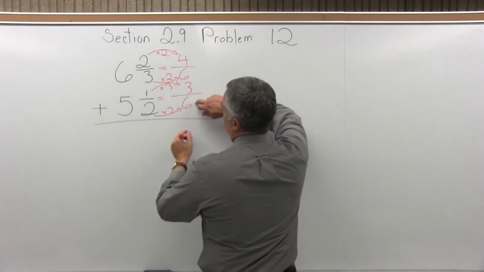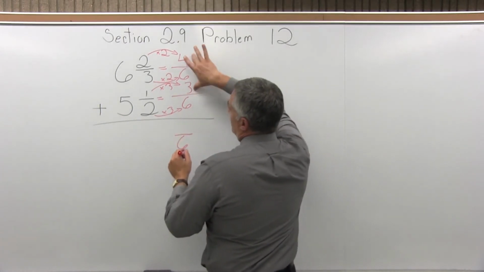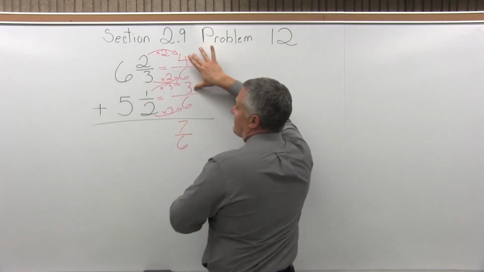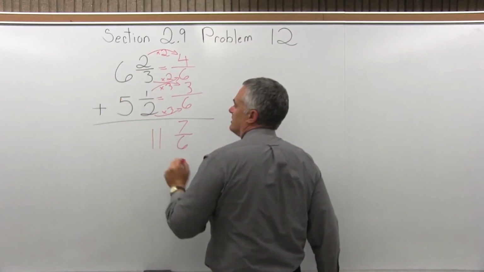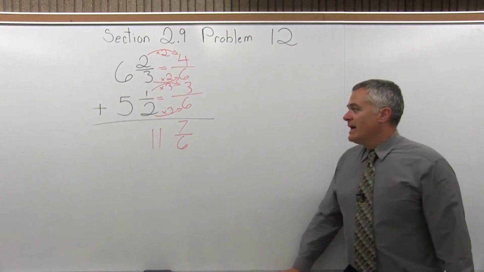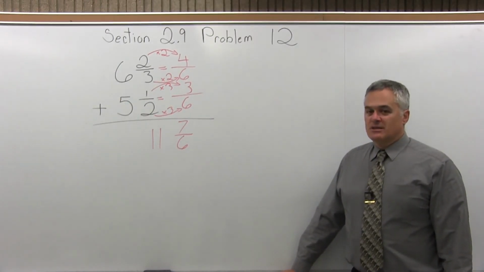So I have to add. So my common denominator is 6. Add the numerators, 4 plus 3 more is 7. And then add the whole numbers. 6 plus 5 more is 11. So now I have 11 and 7/6.